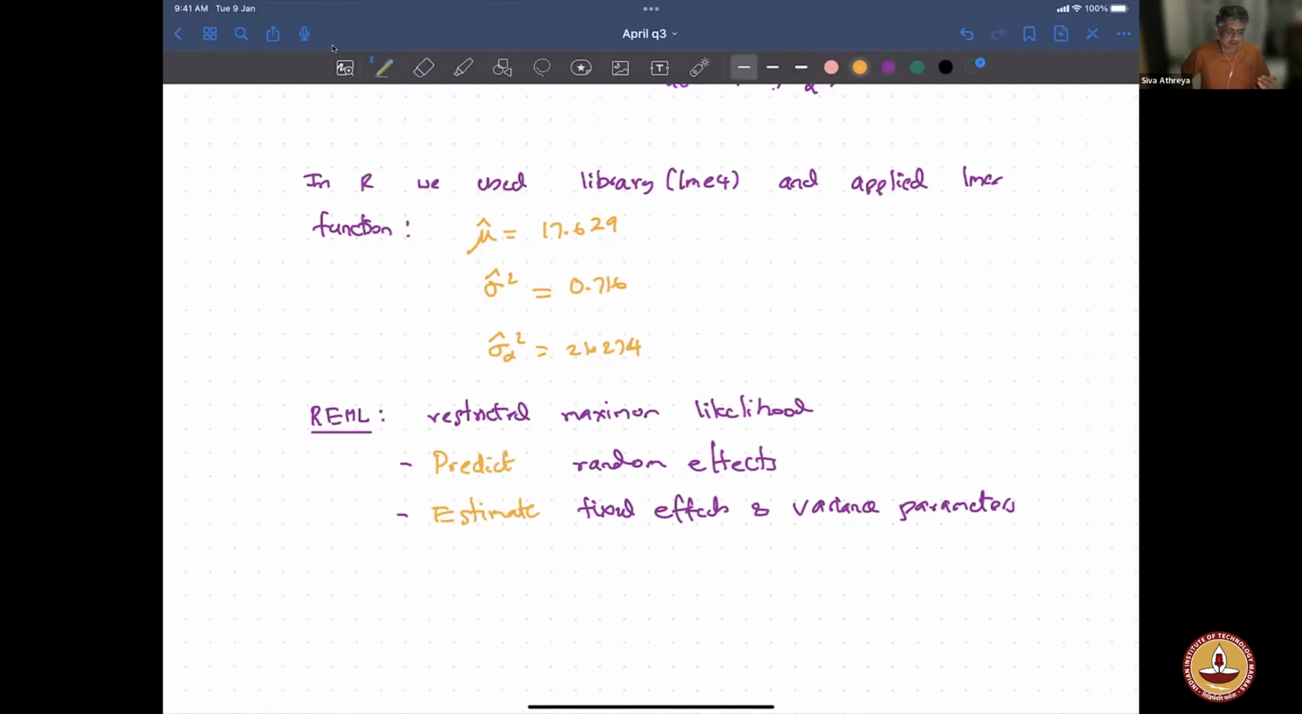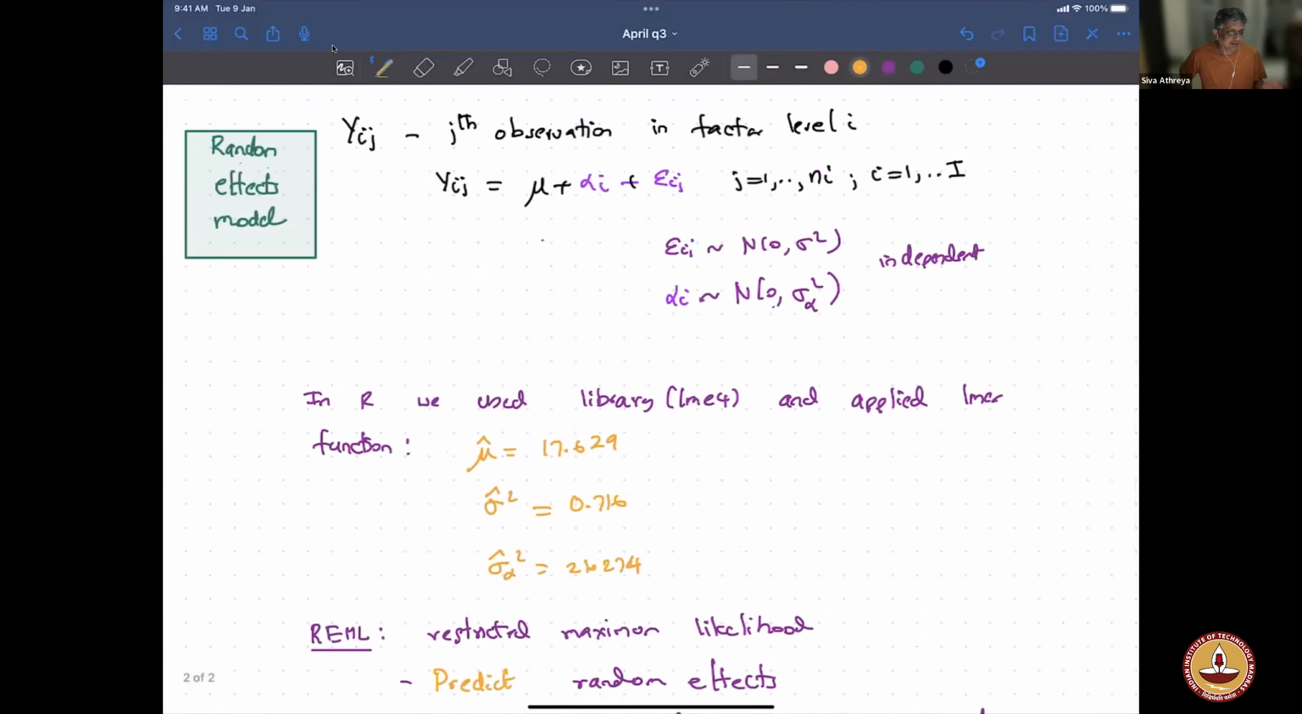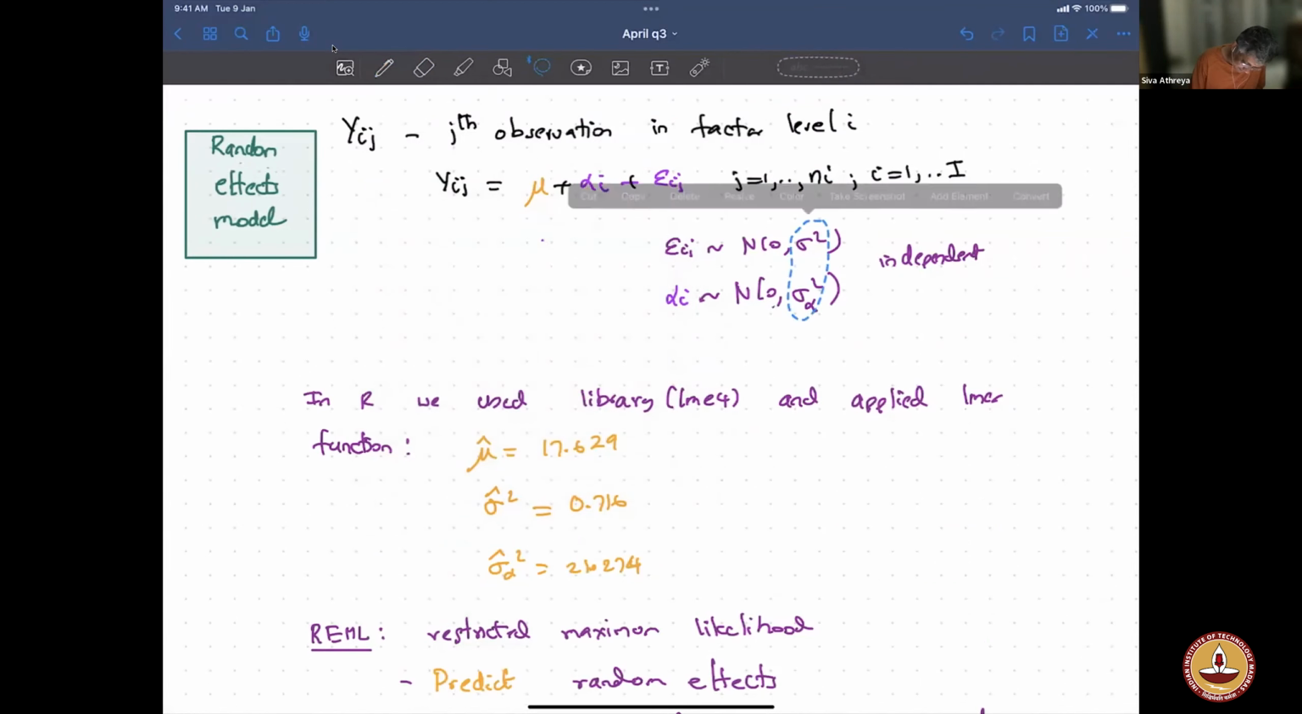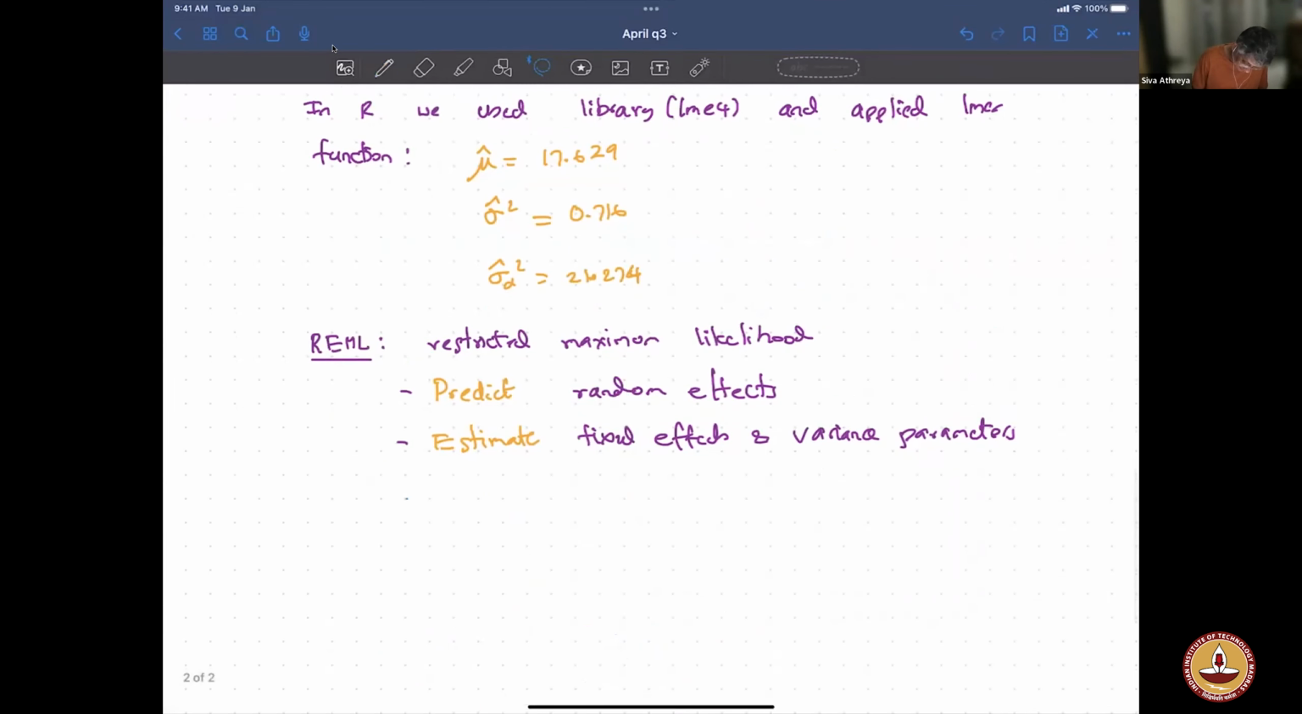So the model parameters in the random effects model are what? Mu, sigma squared alpha, and sigma squared. That's three parameters there. We do not consider alpha i as a model parameter. It's just a random realization from the model that you assumed to be normal. So these are the parameters we're trying to estimate: mu, sigma squared, and sigma squared alpha.